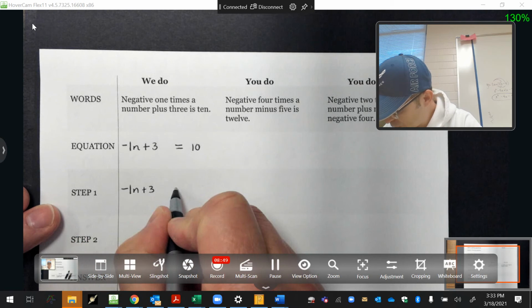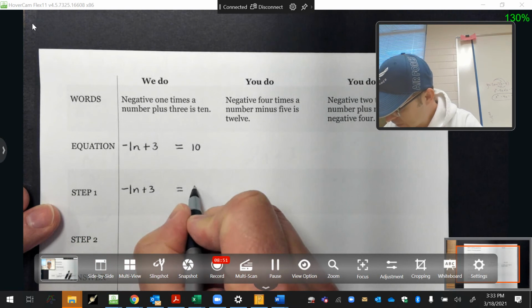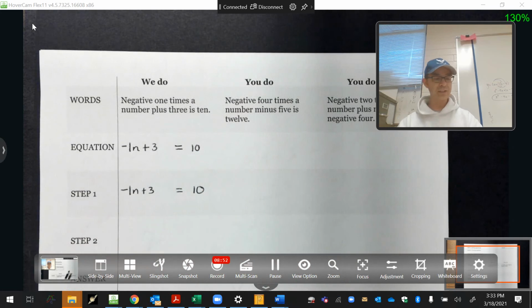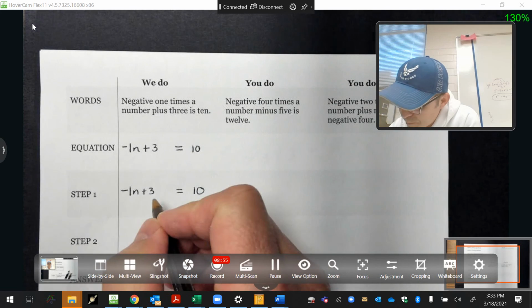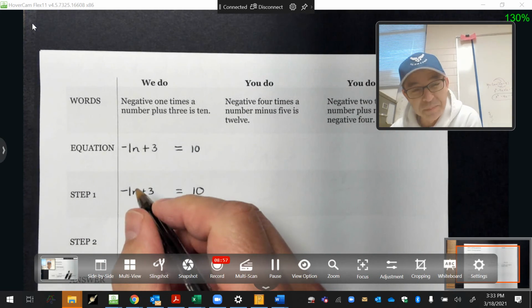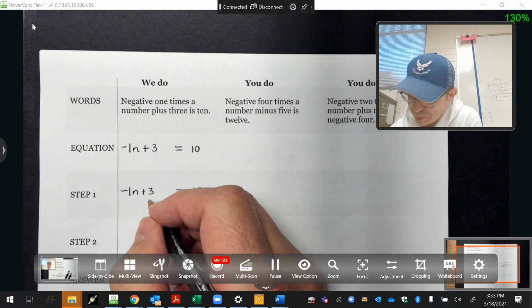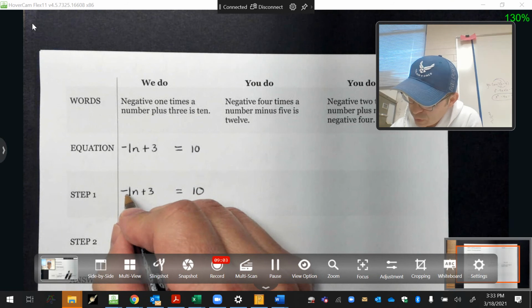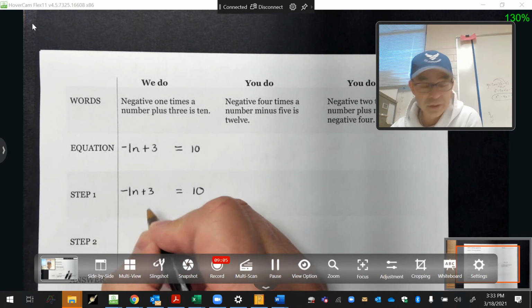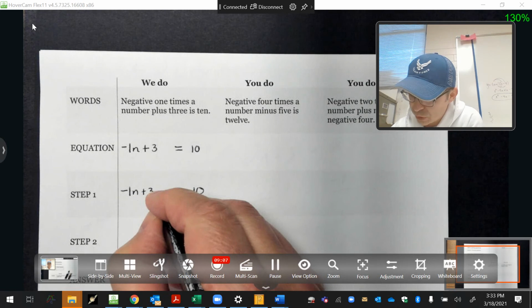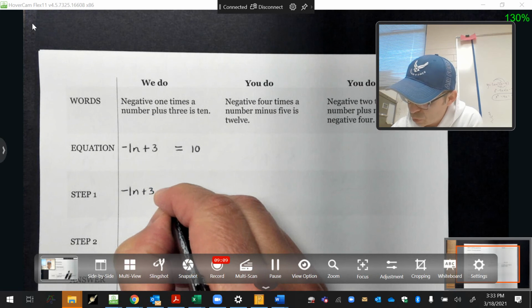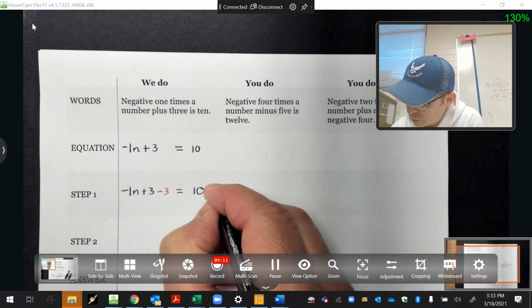But first, just rewrite the whole thing again. Like that. I know that seems like a waste of time, but I'm trying to teach you the right way. It's only one extra step. So, negative 1 times n plus 3 equals 10. The last thing I said was plus 3, so the first thing you have to do is minus 3 on both sides.